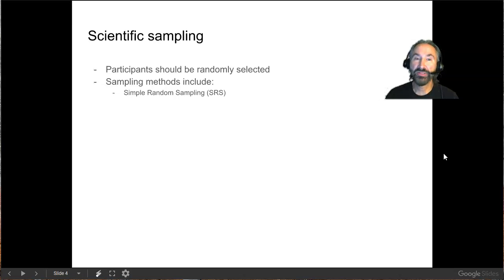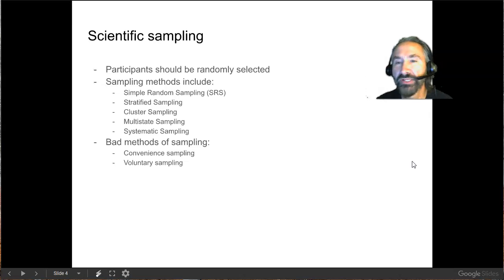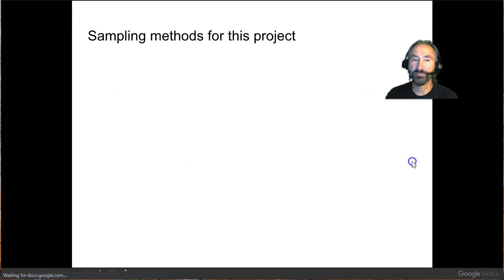Scientific sampling methods include simple random sampling, stratified sampling, cluster sampling, multi-stage sampling, and systematic sampling. And then we also hopefully have already discussed some bad methods of sampling, like convenience and voluntary. Now, you don't need to take my word for it that some of these methods are better than the others and some are worse than the others.